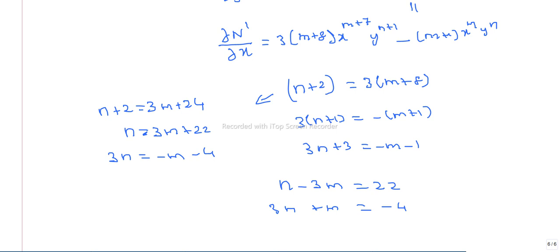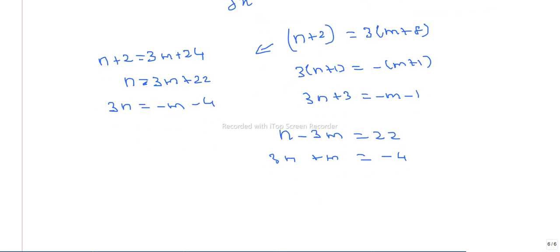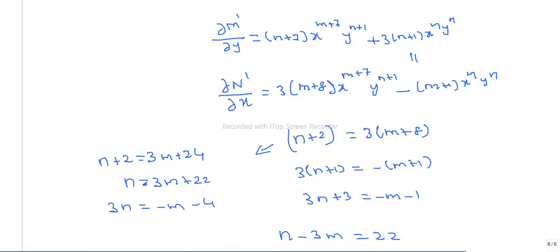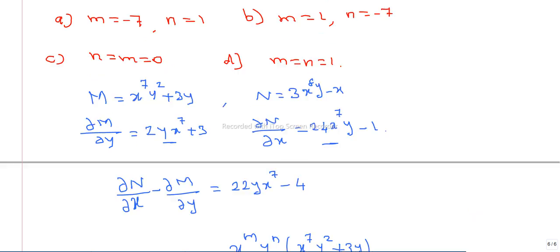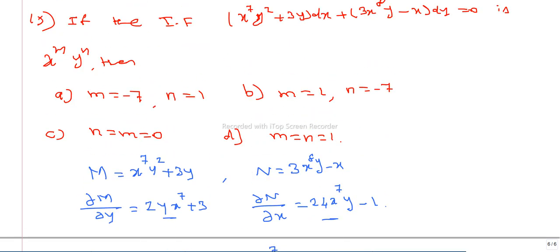the second equation by... n is 1, sir, m is minus 7, sir. Yes, n is 1, m is minus 7. That is correct. Otherwise you can just solve this and you will get n equal to 1, m equal to minus 7. So the first option: n is 1, m is minus 7. So this is simple.